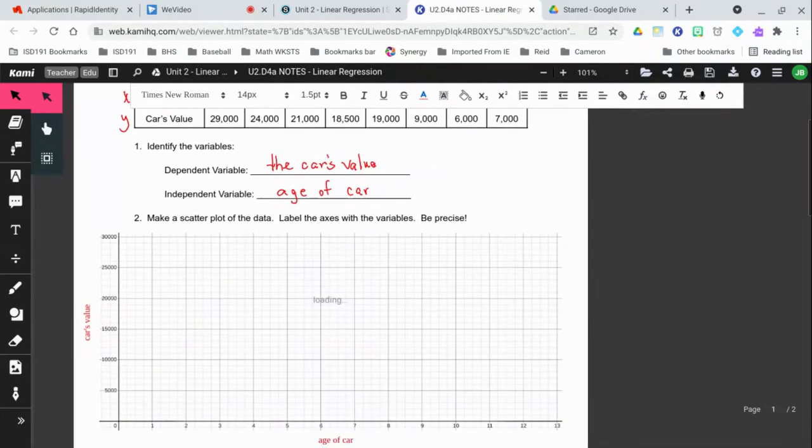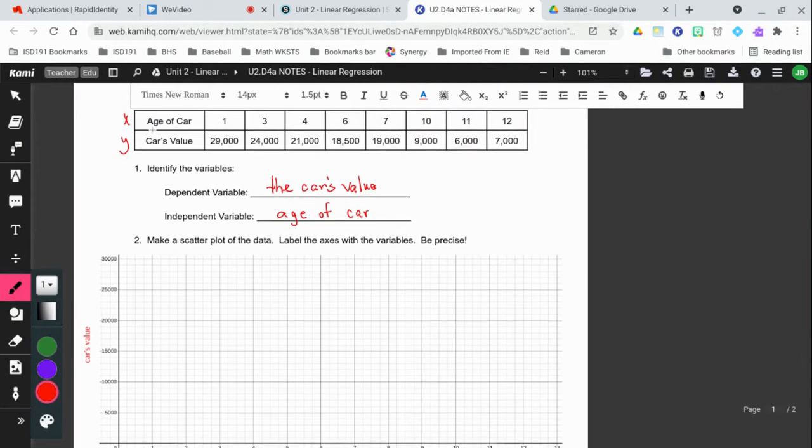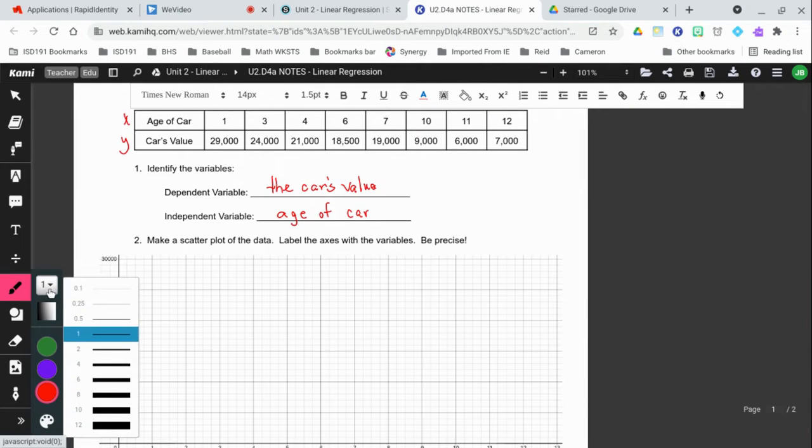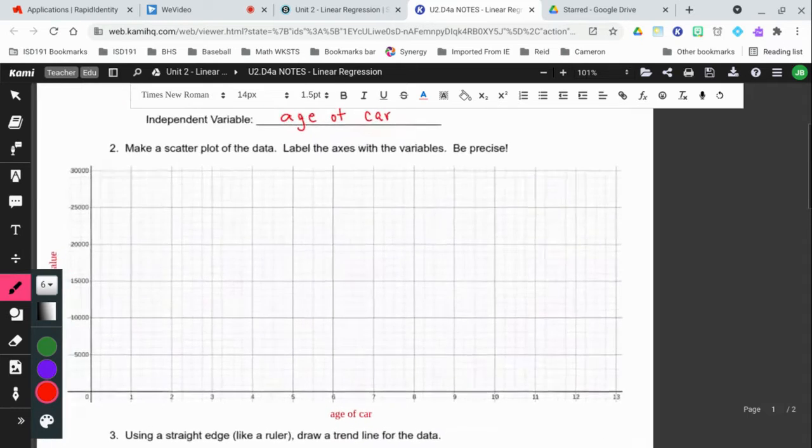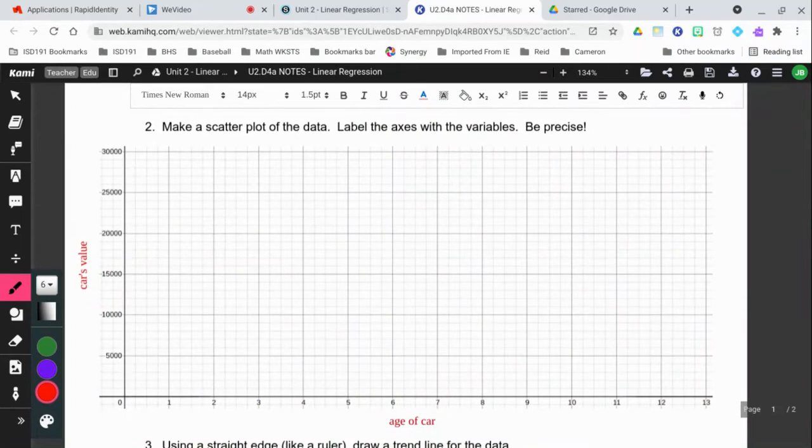See if we can get my table to show up. There we go. Car's value. So a 1-year-old car was $29,000. So I'm going to change my drawing tool to about a size 6. And I notice that on my scatter plot, I've got the age of the car, so the 1, 2, 3, 4, 5, those are all labeled down below. And then it looks like I'm going up by 1,000 for every one of these marks: 1,000, 2,000, 3,000, 4,000, 5,000. So what was it again?